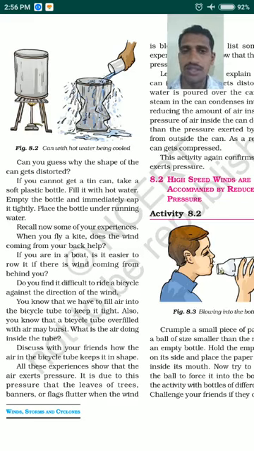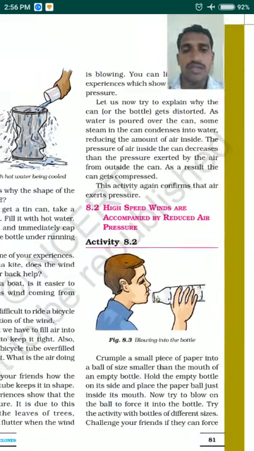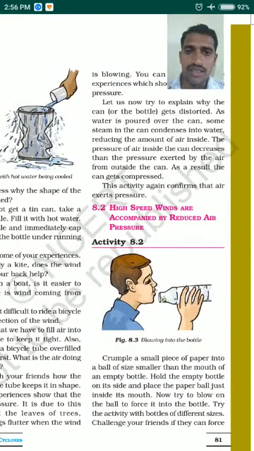So you might have observed the banners which are tied in public places and the flag of the school, or whatever flag is tied to the pole. They flutter, means they start moving, and sometimes they get torn. It is due to what? When the wind blows heavily. So even you can list some such experiences from your day-to-day life.